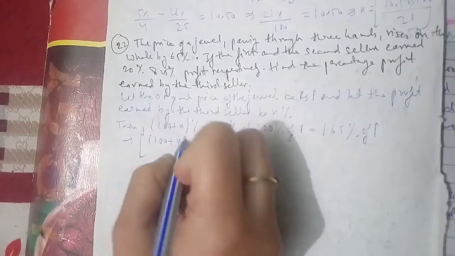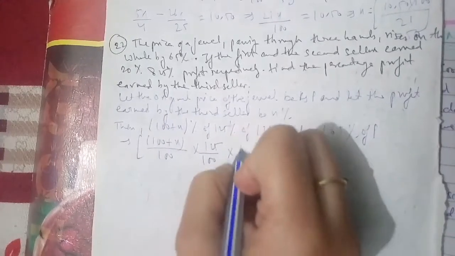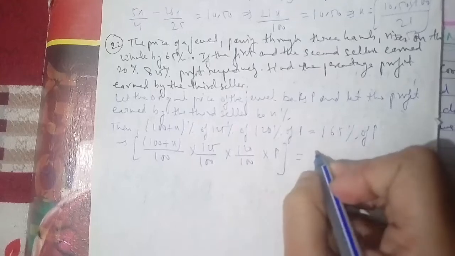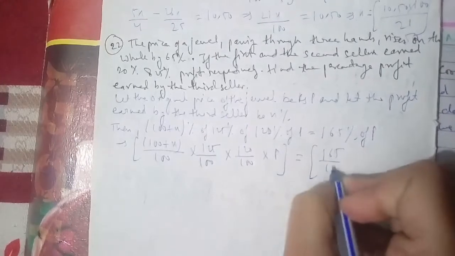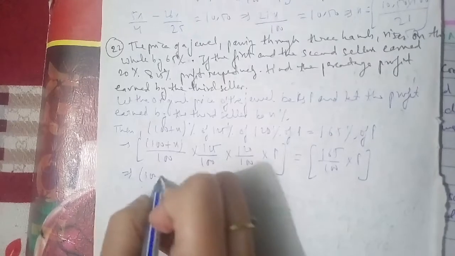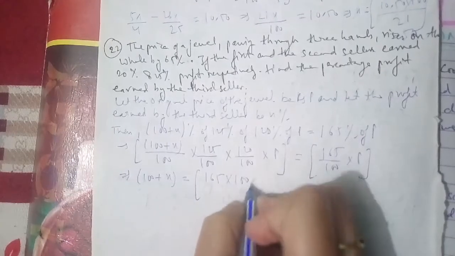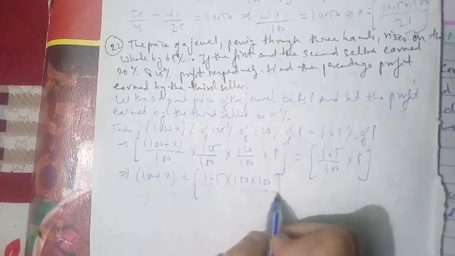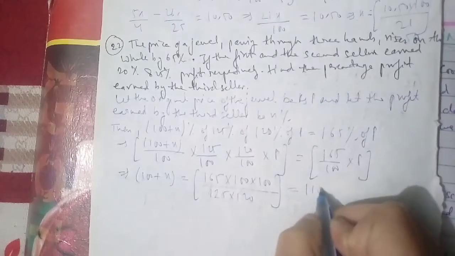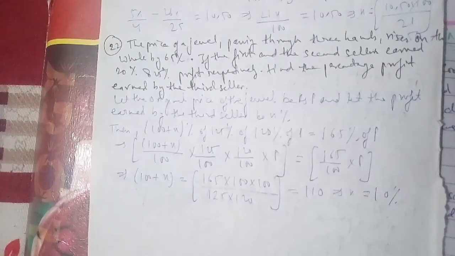So 100 plus x upon 100 into 125 upon 100 into 120 upon 100 into P equals 165 upon 100 into P. 100 plus x equals 165 into 100 into 100 upon 125 into 120 equals 110. x equals 10%, that we have as an answer.